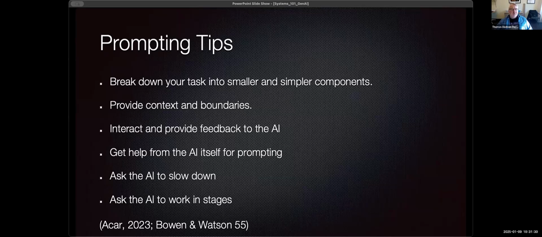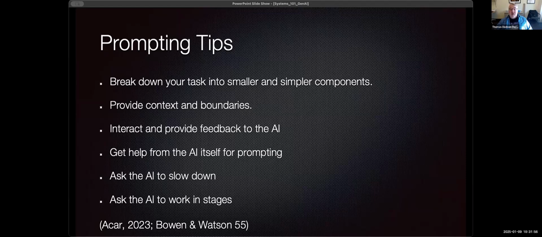Provide context and boundaries. Try to provide the AI with information about the audience, the genre, the intent. If you're asking the AI for help developing an assignment, for example, you might give it information about your students, your learning objectives, your pedagogical style as part of the prompt. Interact and provide feedback to the AI. Don't expect a single prompt to be enough. Act as if you're having a dialogue with the AI across multiple prompts.